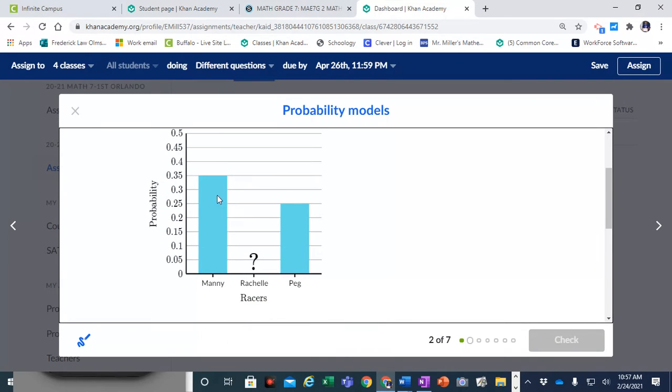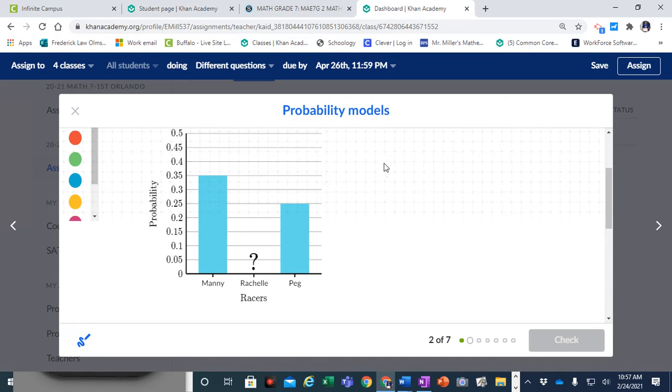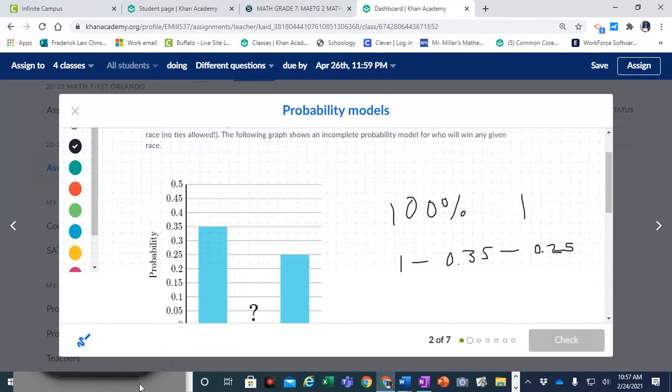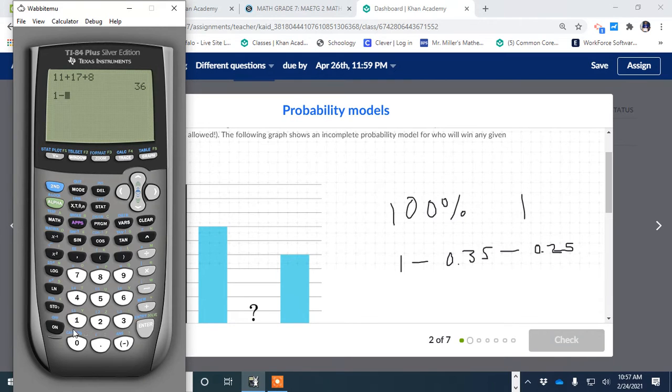So we know that probabilities always have to add up to 100%, and 100% would be the same thing as 1. So we need to do 1 minus 0.35, minus 0.25. And that's how we can figure out how much Rochelle is. So again, getting your calculator, we do 1 minus 0.35 minus 0.25, and we get 0.4.